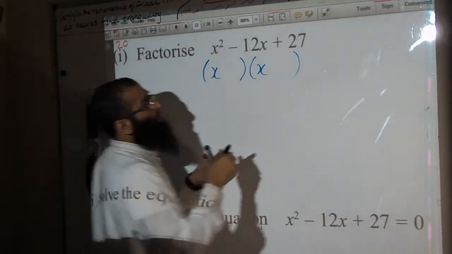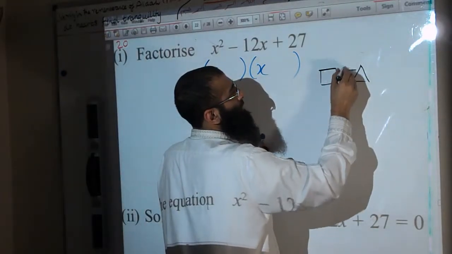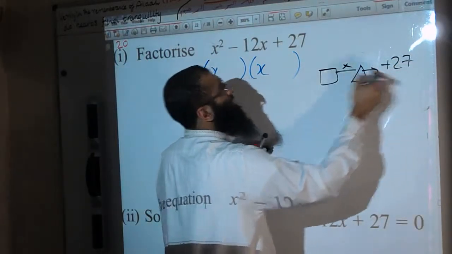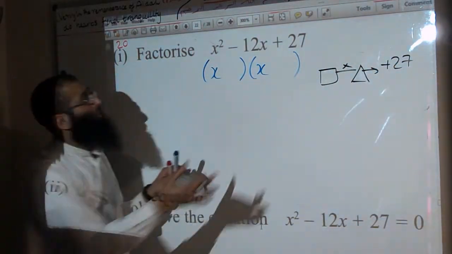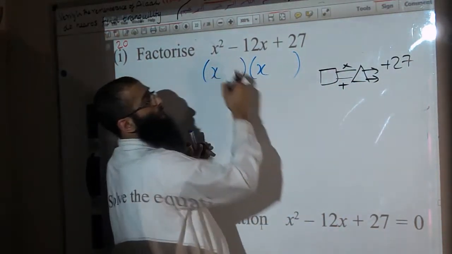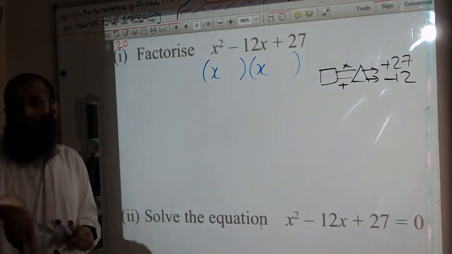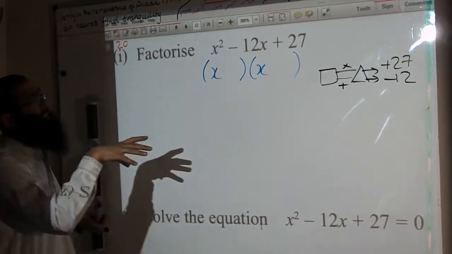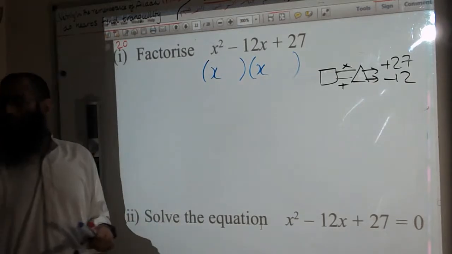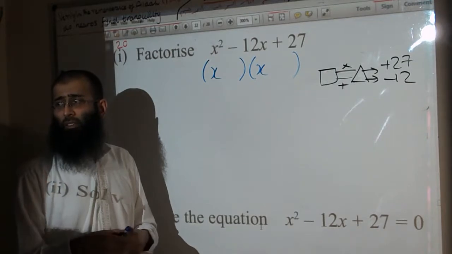We are looking for two numbers that when you multiply them together give you plus 27, and when you add these two numbers, they give you an answer of minus 12. So we are now going to be considering the factor pairs of plus 27 which add up to minus 12. Now remember, they're going to add up to minus 12, so we need to consider the negative factors, isn't it?